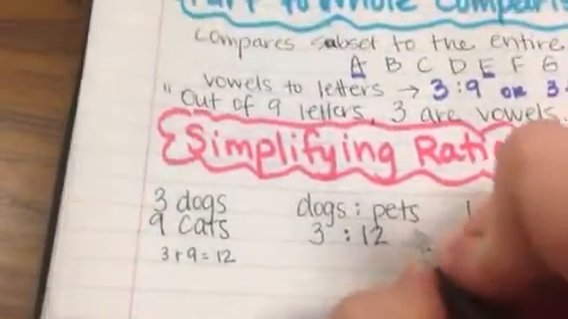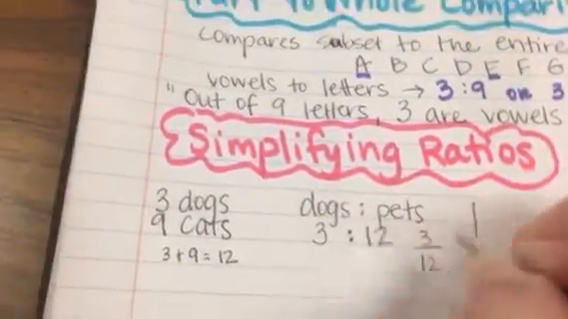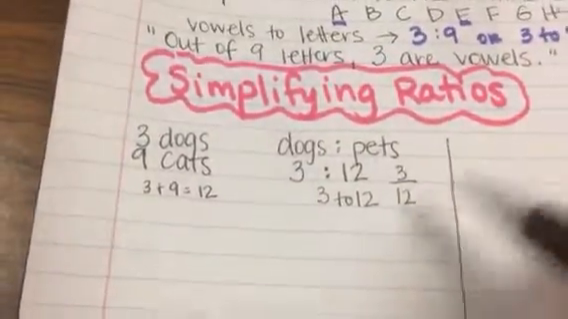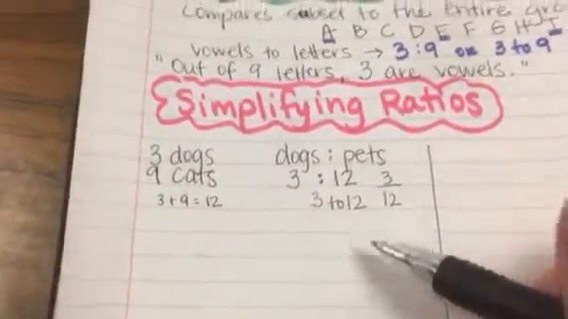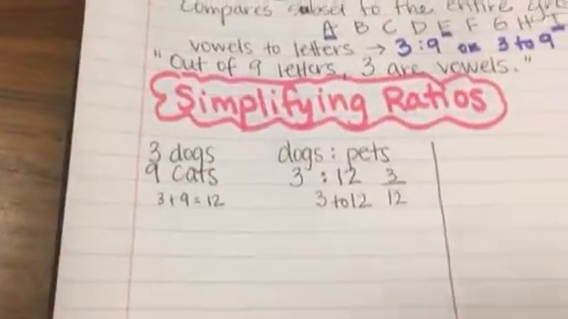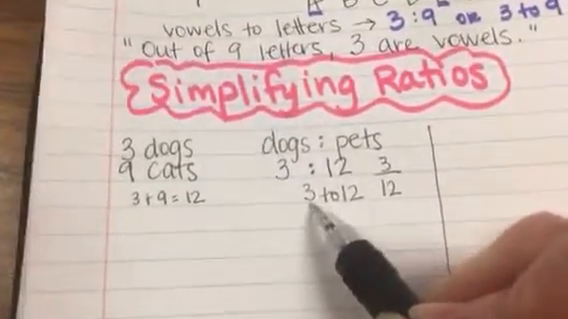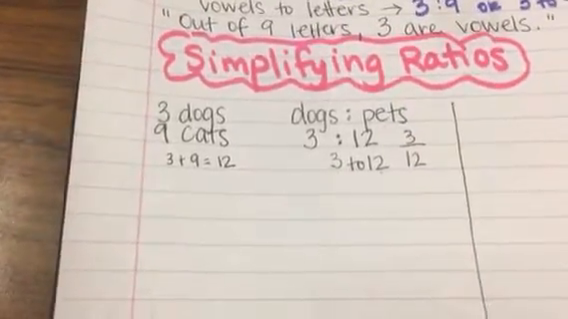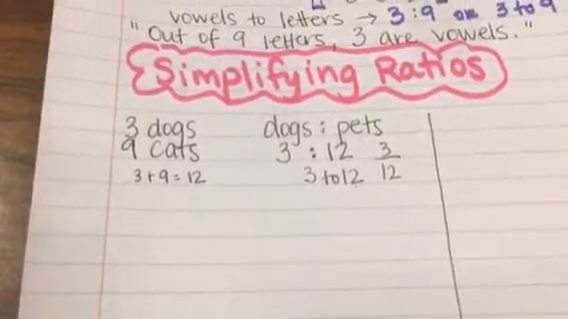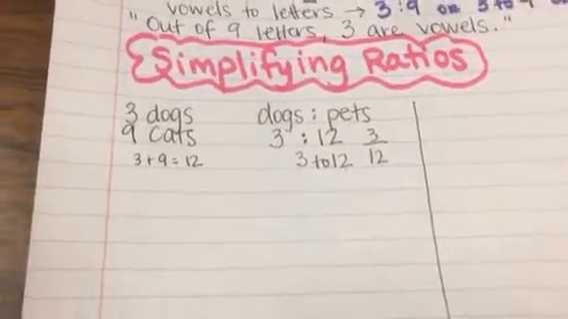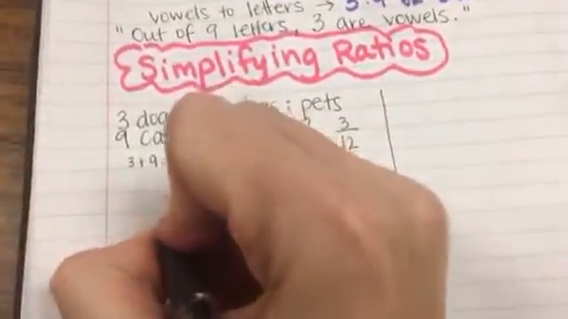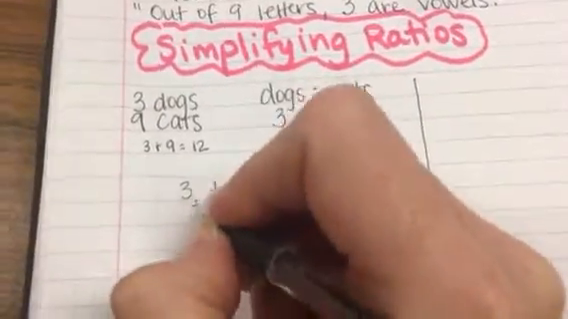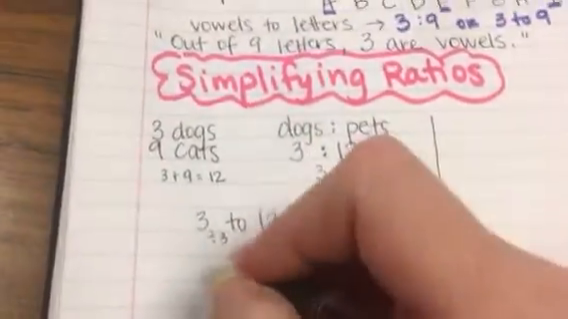Remember, it can also be written like this, or it could be written like this. So once you write it like this, then you can find a common number that goes into both the 3 and the 12. So if you think about 3 and 12, and you're looking for a common factor for 3 and 12, that number would be 3. So here's what that looks like. If I simplify this by 3, that gives me a 1.